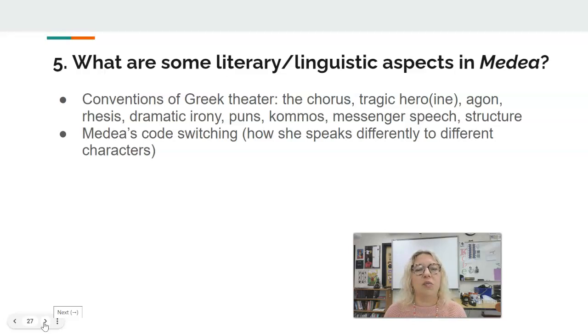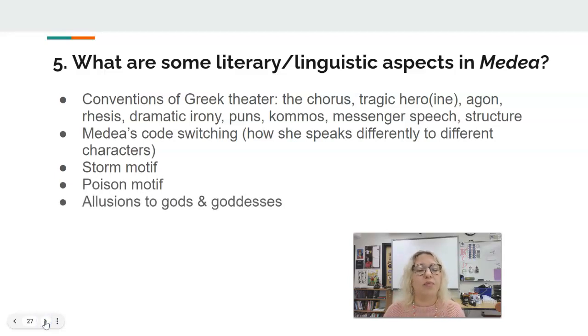Medea does this. She speaks one way to Jason, a different way to Creon, and yet a different way to Aegeus. And then she speaks a different way to Jason the second time she talks to him. So how does she use code switching to her advantage? There's a motif of storm and water imagery throughout the play you might look at. There's a motif of poison and love and passion as poison. A lot of allusions to gods and goddesses. There's a language of reciprocity where you give me something and I'll give you something else. And we see that a lot in the play.